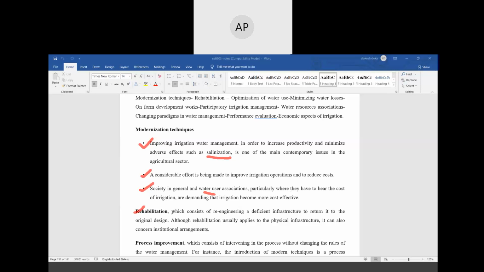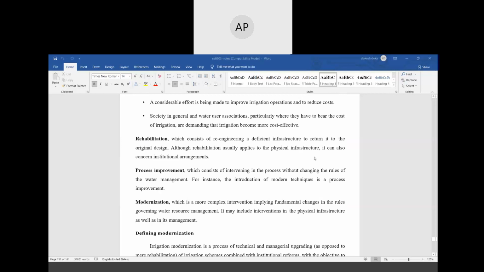Rehabilitation consists of re-engineering a deficient infrastructure to return it to the original design. Although rehabilitation usually applies to the physical infrastructure, it can also be considered for institutional arrangements. So these are basically irrigation management techniques. Process improvement consists of intervening in the process without changing the rules of water management. Modernization is a more complex intervention implying fundamental changes in the rules.